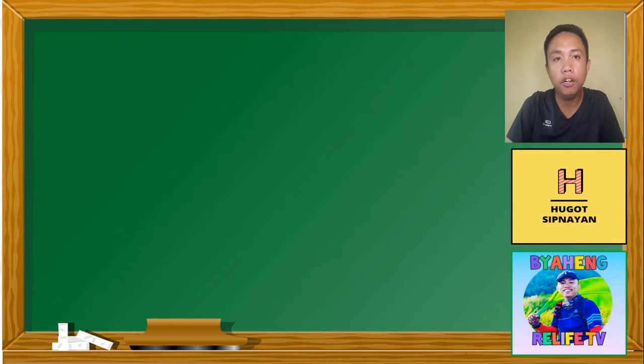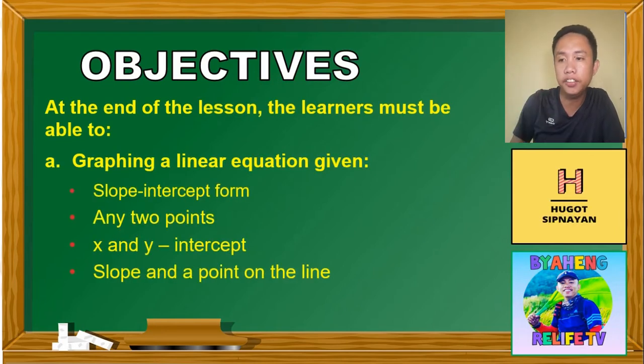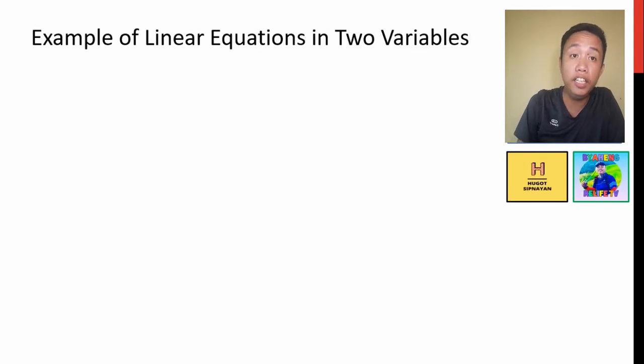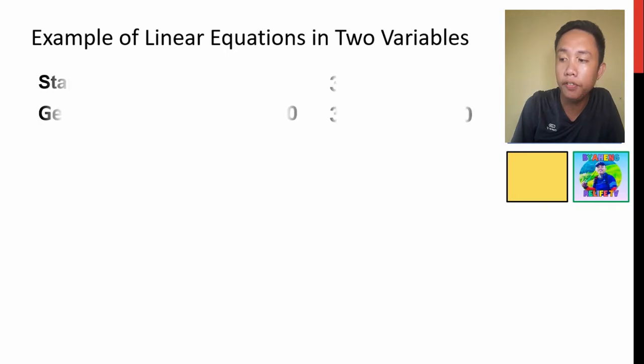So our objective for today, under the MELC natin, is to graph linear equation given the following condition. Our first condition is about slope-intercept form. Basically, we're going to start with defining the linear equation. Examples of linear equation in two variables are the following.